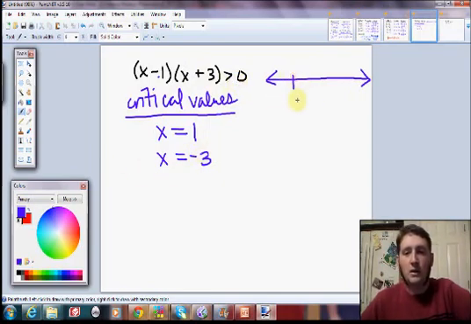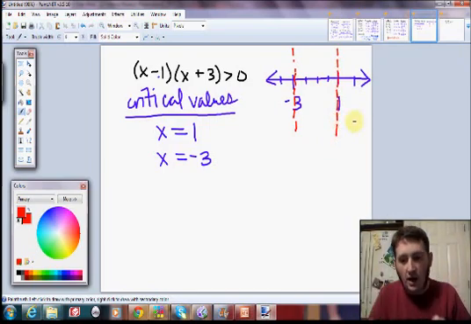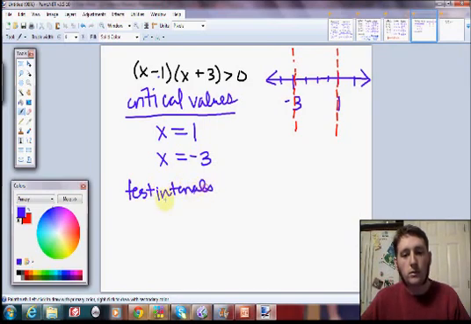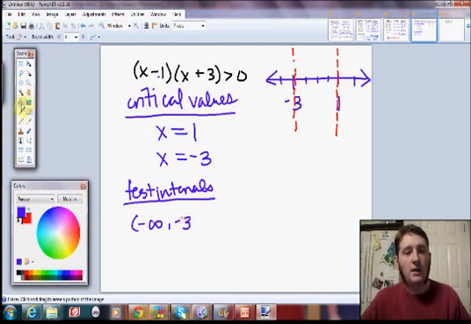So we go ahead and we'll come over here and we'll put those on the number line. 0, -1, -2, -3. So there's some other numbers. And then probably the easiest way to think of this is that those critical values are actually like cutting that number line into 3 parts. And those parts are what we said were going to be called test intervals. So the test intervals in this case are -∞ to -3.